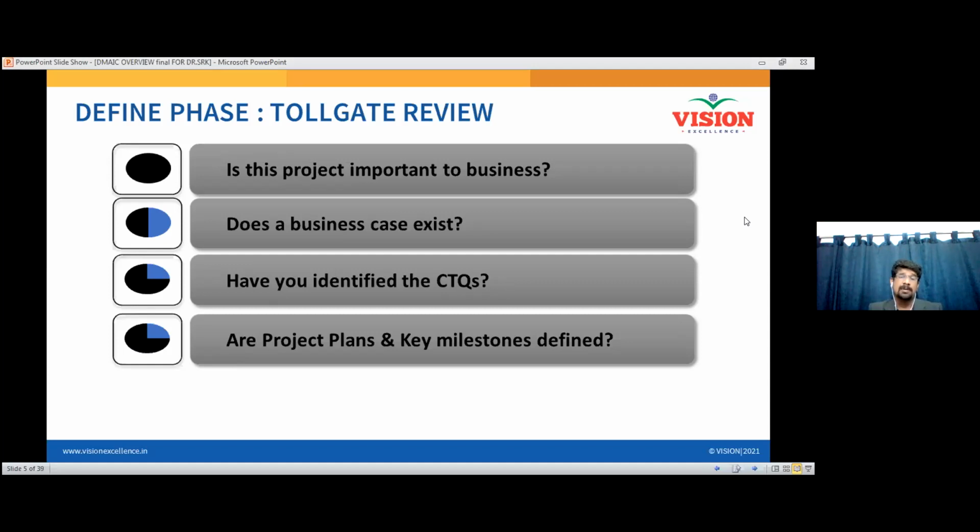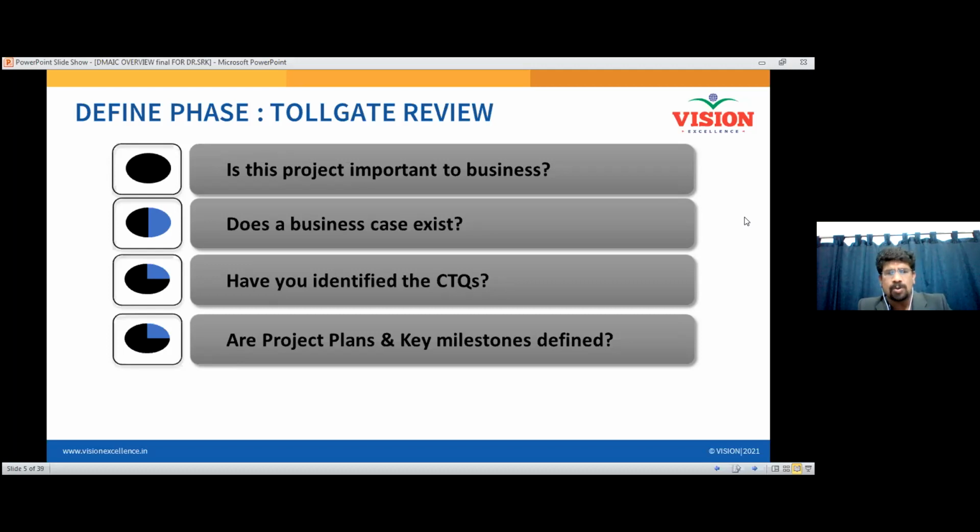You are selecting a problem and converting that into a project, and we must make sure it has some business importance. Then you must look at whether a business case exists. And then you have to identify the CTQs. What are the CTQs? I think you would have heard some glimpse about the CTQs in the previous sessions during the introduction. That is critical to quality.